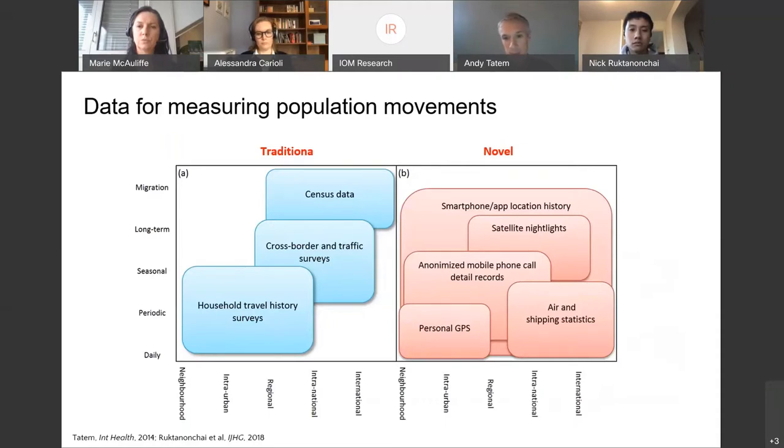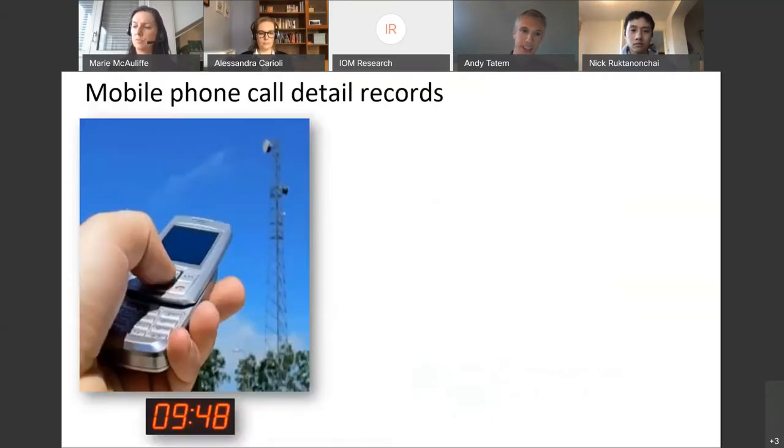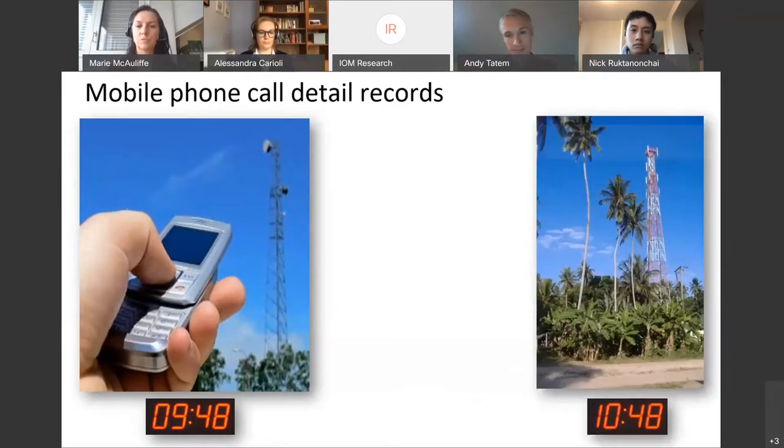So they come from smartphone apps, from personal GPS, from satellite nightlights. The major one we're going to hear about most today is those coming from mobile phones. And how do these data sets come about? Firstly, if we're working with a mobile network operator, and I'm a phone user and I make a call or receive a text at 9:48 in the morning, that gets routed through the nearest mobile tower and recorded anonymously for billing purposes. I then move to a different location and make a call or receive a text at 10:48, and that's routed through a different tower.